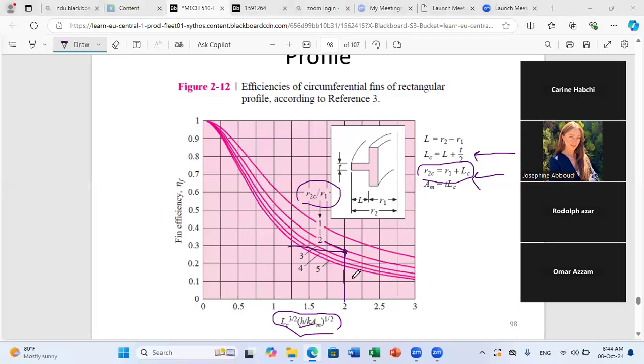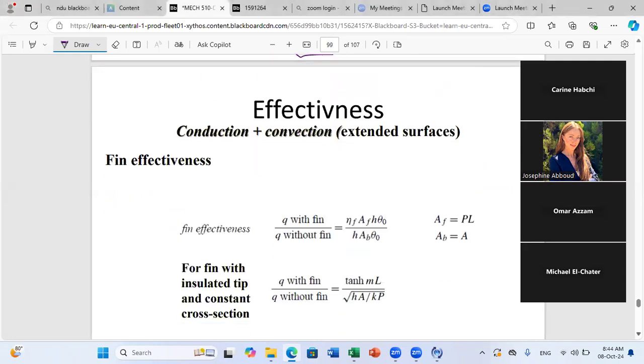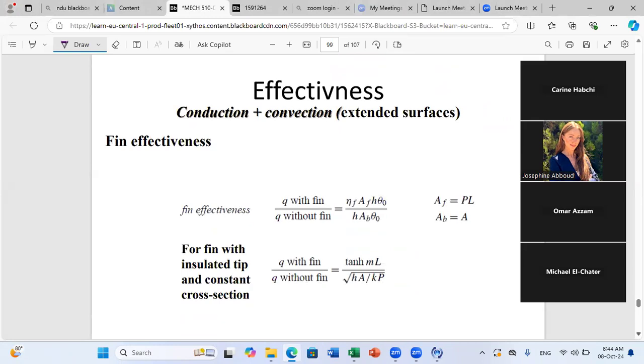Okay, so any question on how to determine graphically the fin efficiency? Okay, now, an additional parameter that can help us to characterize a fin is the fin effectiveness. Okay, you should know the difference between the two.